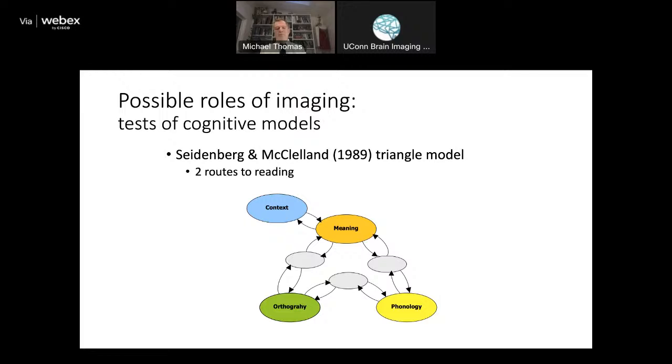And then context will play a role, no doubt. But what's important here is, apart from the multiple pathways, lots of bidirectional connections. So claims for multiple pathways and interactivity. So can we test whether that is actually how things operate in the brain?